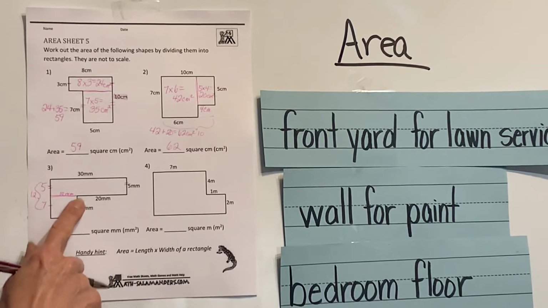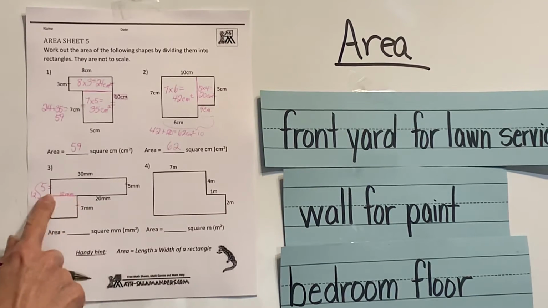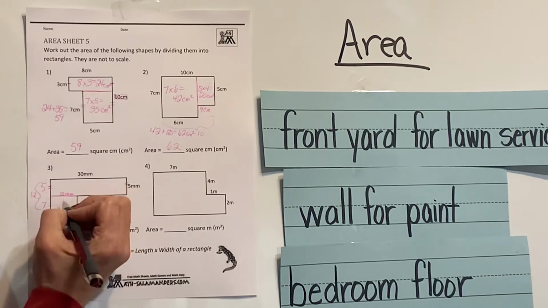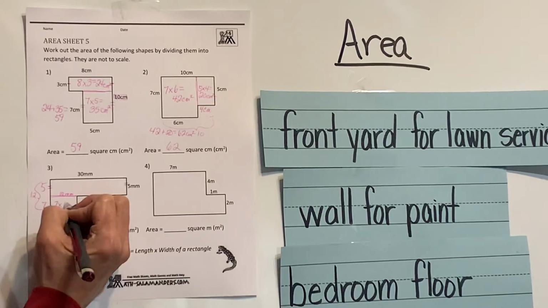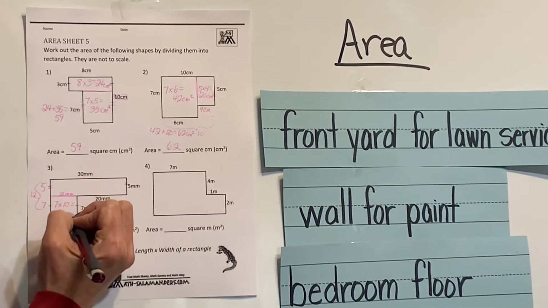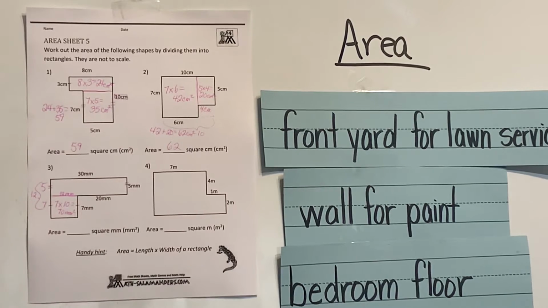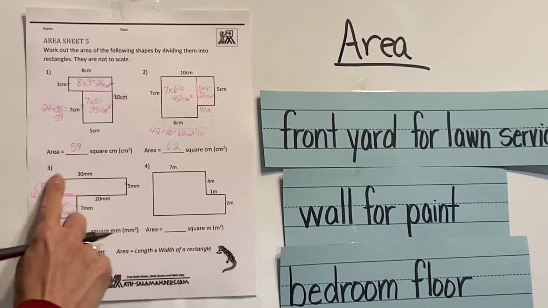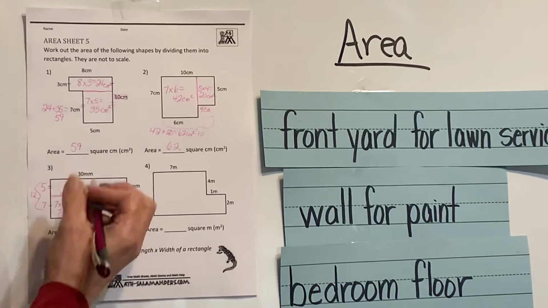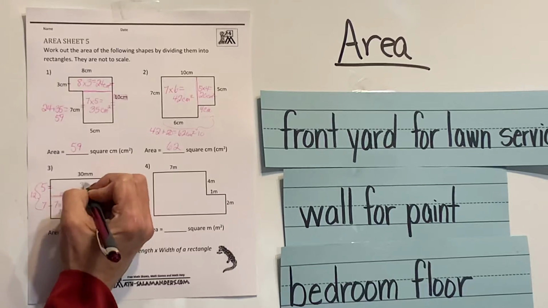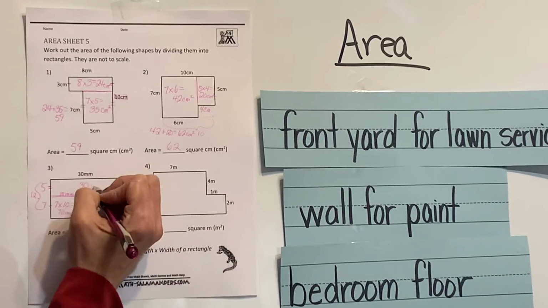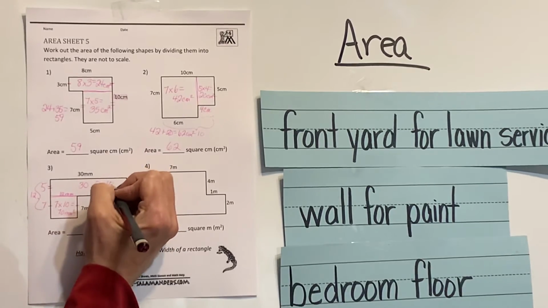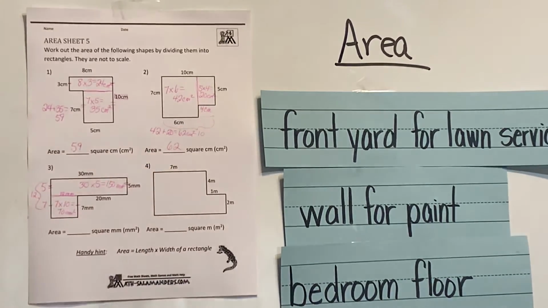So I'm going to need the 7 and the 10. I'm going to need length times width. So I've got 7 times 10 gives me 70 millimeters squared. And then here I need the whole line. Now here it's broken up, so I'm going to use the value of the whole line. So I've got the length of 30 and the width of 5. So 30 times 5 is 150 millimeters squared.